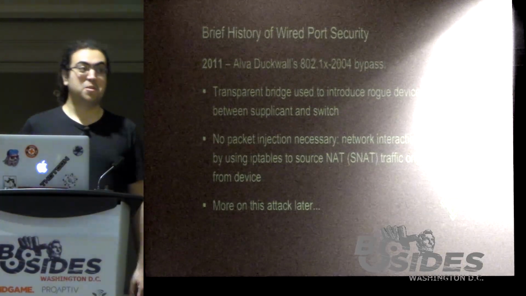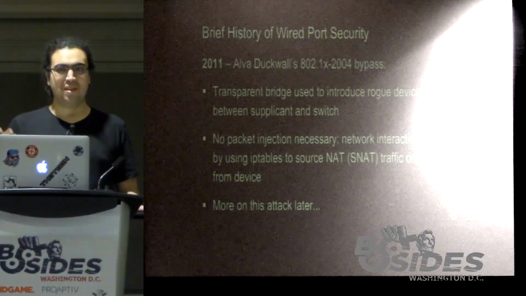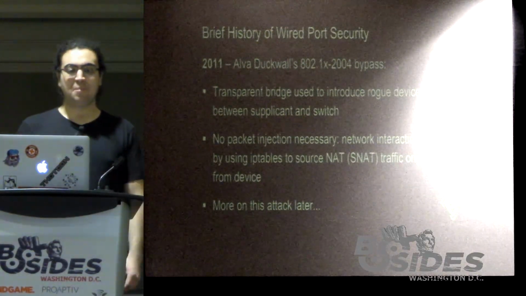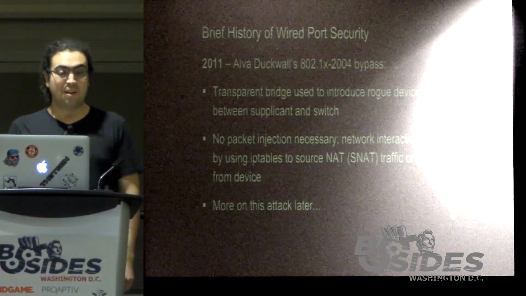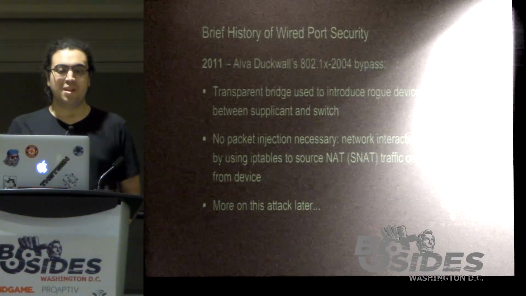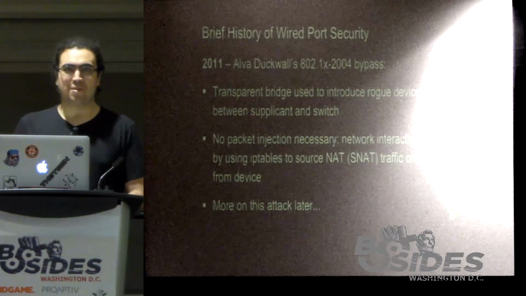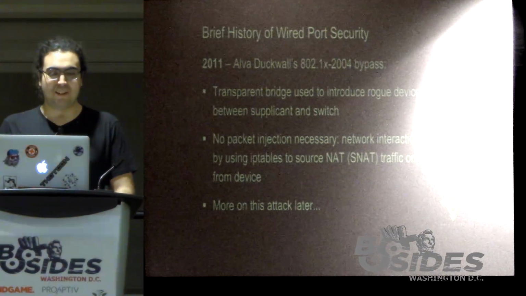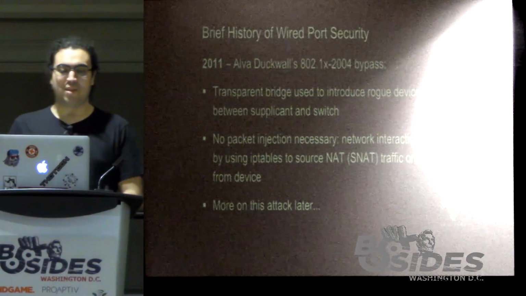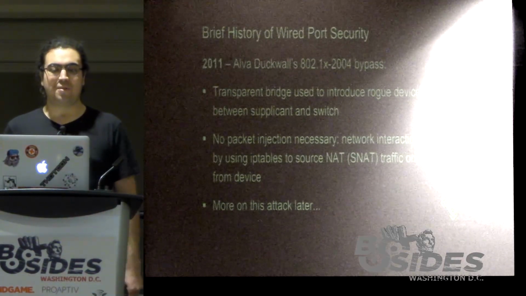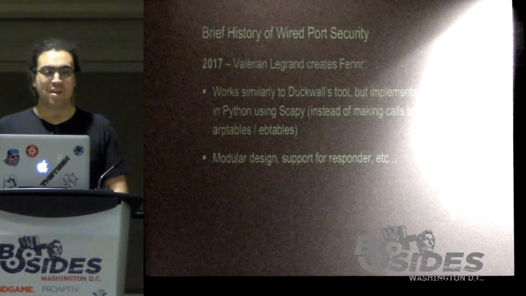Later that year, this was one of these interesting cases where you had two people working on a similar problem at the same time, and came up with slightly different but pretty unique solutions to it. Alva Duckwall created his own 802.1X-2004 bypass. Like Abb's bypass, he used a transparent bridge to introduce the rogue device directly between the supplicant and the switch. But what he did that was a bit different is he used source NATing instead of packet injection to achieve full network interaction. Essentially, you use iptables to create a source NAT. It makes it look as if all traffic originating from the rogue device is coming from the supplicant. So it's pretty cool. And we're going to talk about that more in a bit.